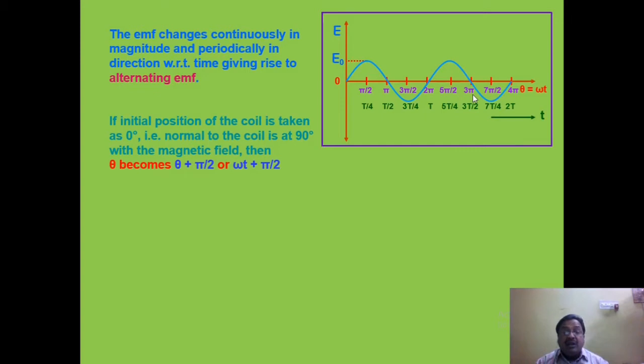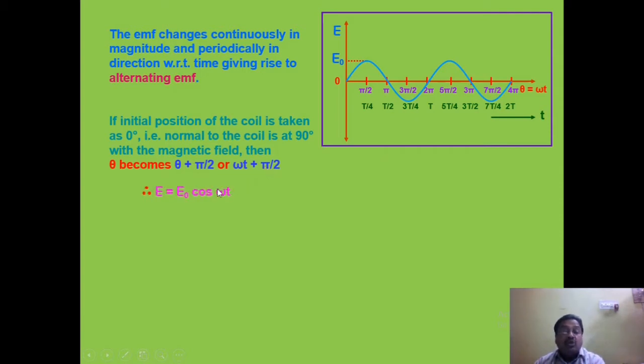If the initial position of the coil is taken such that the normal to the coil is at 90 degrees with the magnetic field, then theta becomes theta plus pi by 2, and you already know theta equal to omega t, so theta plus pi by 2 means omega t plus pi by 2.